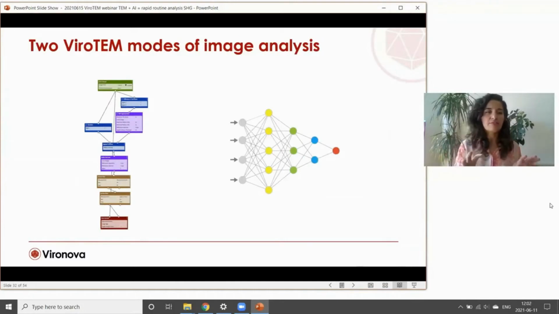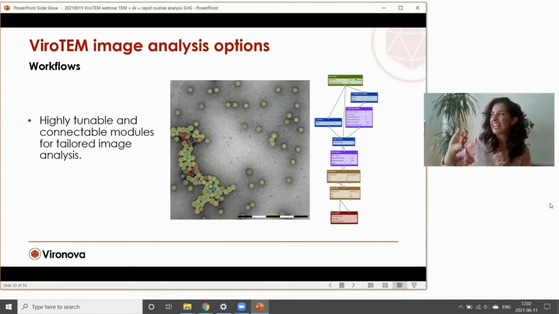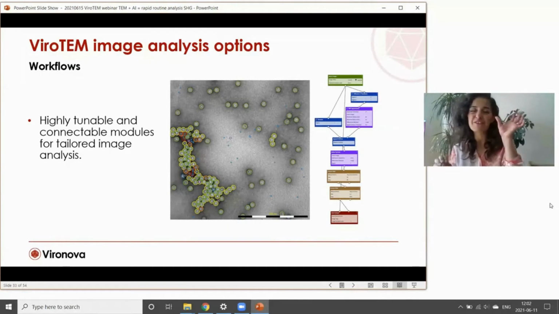And the analysis, finally, in my last part here, is done with 2 different modes of image analysis. And I will go through these. So the first one is called workflows. Workflows are basically highly tunable and connectable modules for tailored image analysis. You basically put different boxes together and you string them together, so you're basically combining different image analysis commands for your image.